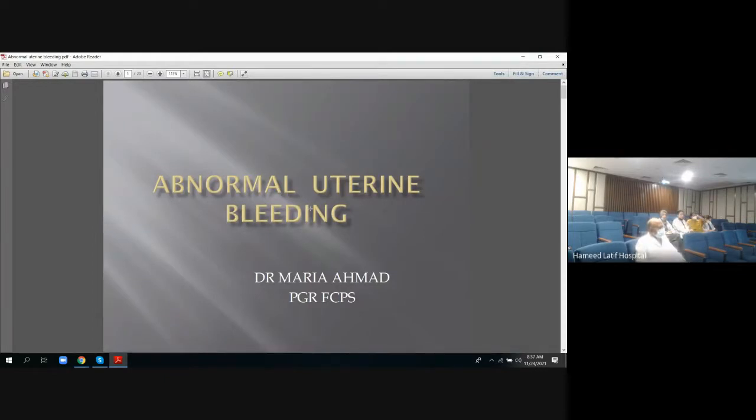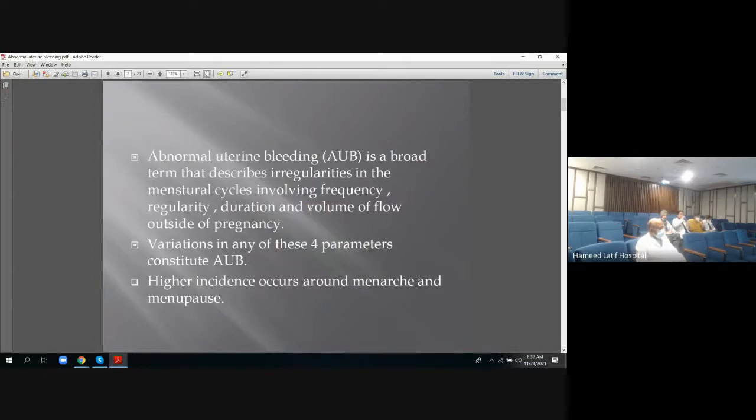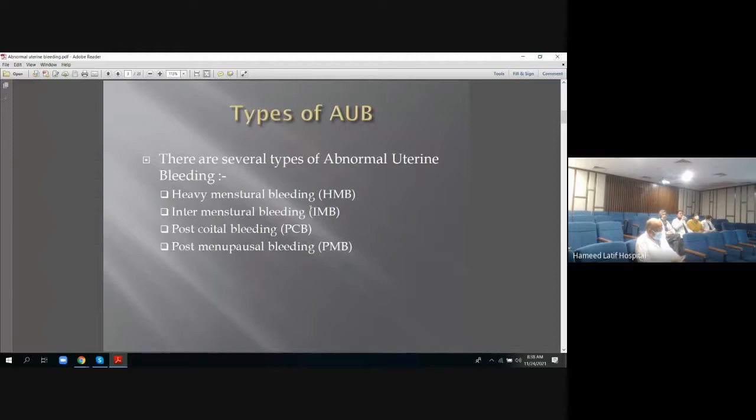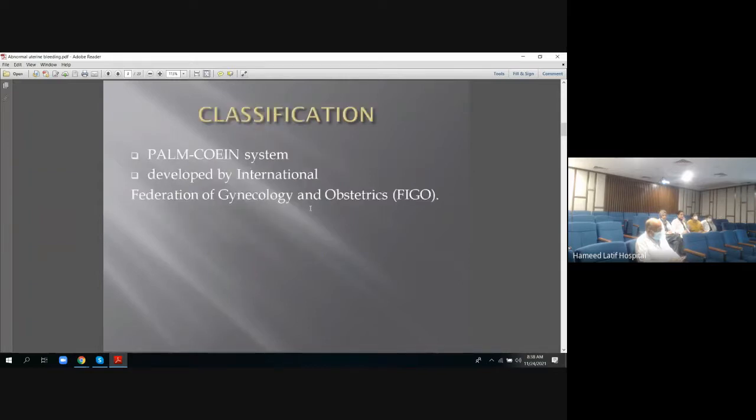Today the topic of my presentation is abnormal uterine bleeding. Abnormal uterine bleeding is a broad term that describes irregularities in the menstrual cycle, including frequency, regularity, duration, and volume of flow outside the pregnancy. Variations in any of these four parameters constitute abnormal uterine bleeding. It has higher incidence around menarche and menopause. There are several types of abnormal uterine bleeding: heavy menstrual bleeding, intermenstrual bleeding, postcoital bleeding, and postmenopausal bleeding.